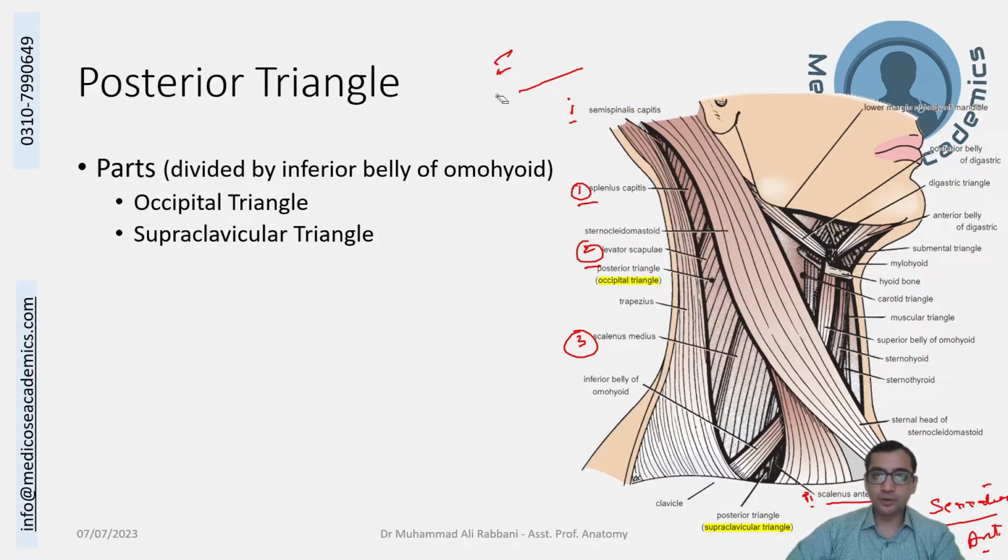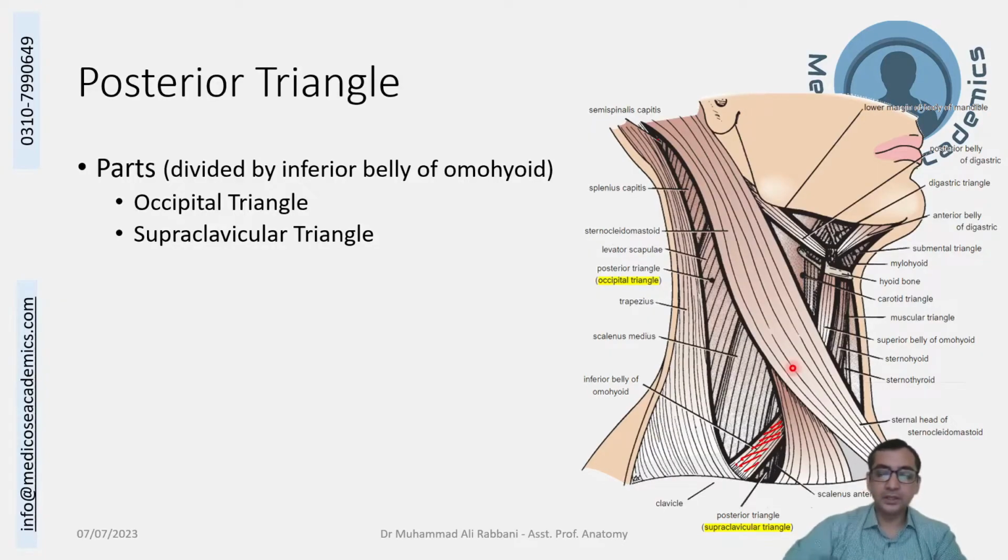Now, let's talk about the breakup of the triangle into two. The anterior triangle was broken up into 4 triangles. The posterior triangle is broken up into 2 triangles, the upper one and the lower one. And the thing that divides them is this, the inferior belly of omohyoid. The triangle above it is the occipital triangle. I have highlighted it for you. And the one below it is the supraclavicular triangle.